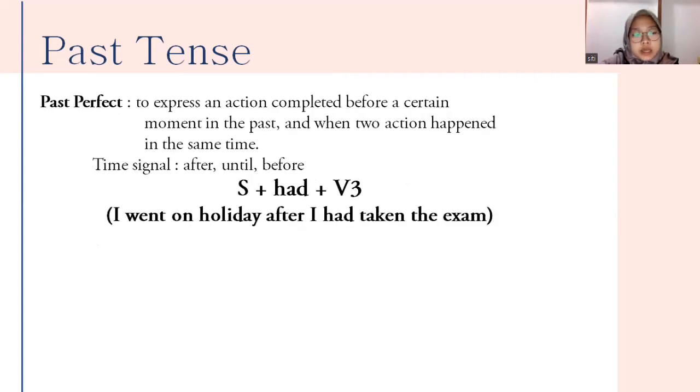And the third is past perfect. Past perfect is used to express an action completed before a certain moment in the past and when two actions happen at the same time. The time signal is after, until, and before. The form is subject, had, and verb 3. For example, I went on holiday after I had taken the exam.